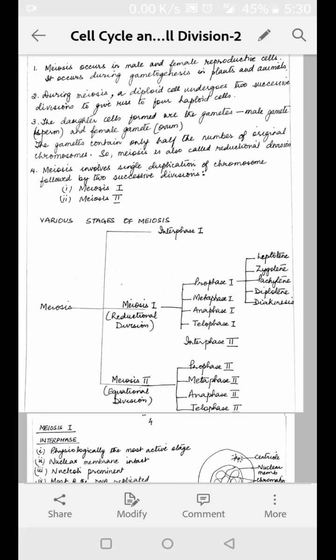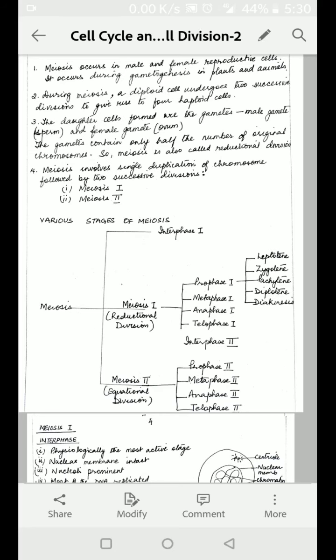gametes. And in meiosis 2 again karyokinesis is divided into 4 stages, or these are prophase 2, metaphase 2, anaphase 2 and telophase 2. So we will begin with the different stages of meiosis that have been listed here, and we will be doing each of these in detail, one after the other. So let us begin with meiosis 1.